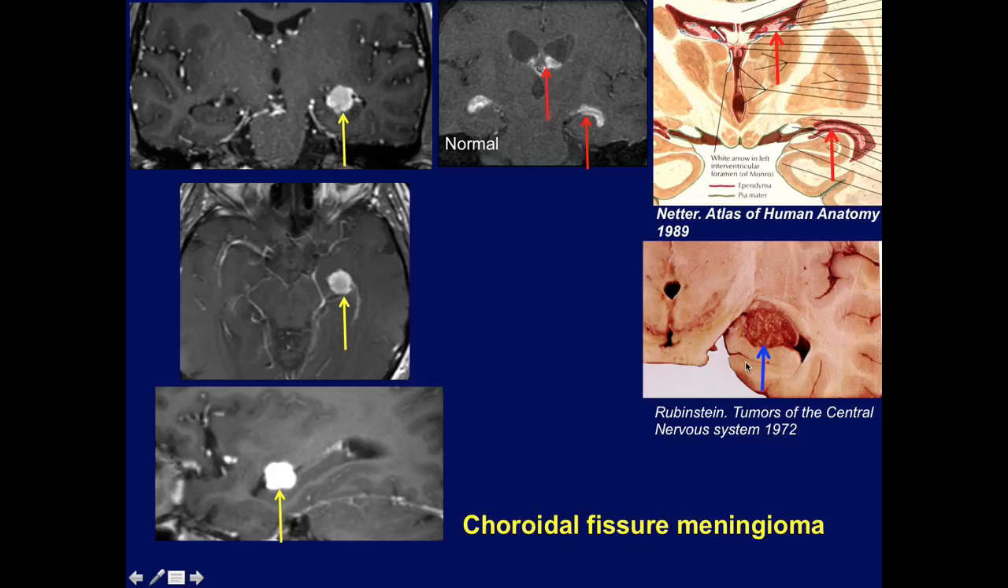And here's a pathologic specimen showing again this choroidal fissure meningioma. Again, you can see how the hippocampus is deformed here with this lesion. So that's what we have here, a small choroidal fissure meningioma, incidentally found on an MR study.